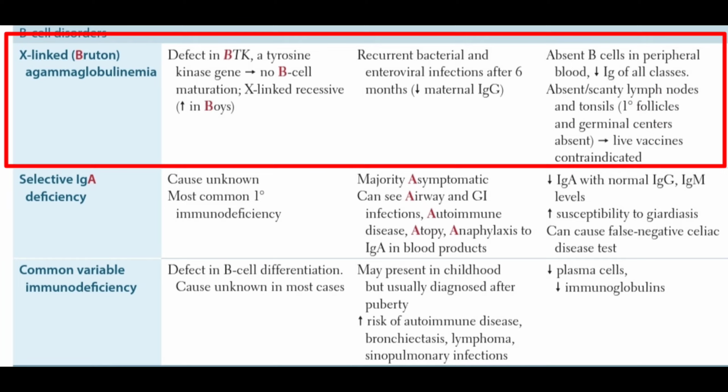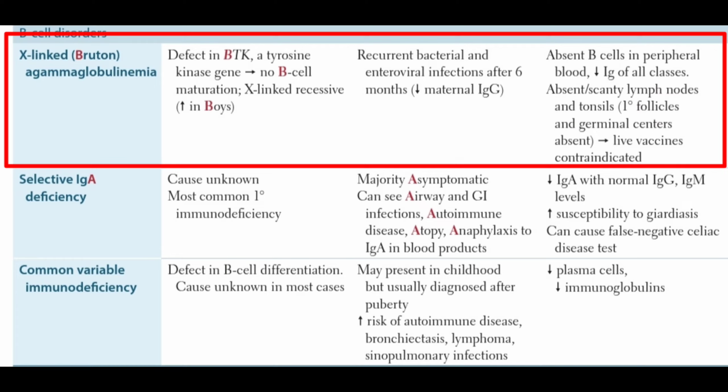So the presentation of this disease, Bruton agammaglobulinemia, will be the recurrent bacterial and the enteroviral infection after the 6 months of age, because there will be the decrease in maternal immunoglobulin G. So in the initial 6 months of age, the immunoglobulin G that is acquired from the mother is working very well, but after the 6 months of age, there is gradual declining of the immunoglobulin G which is acquired from the mother. So after the 6 months of age, there is recurrent bacterial infection and enteroviral infection.